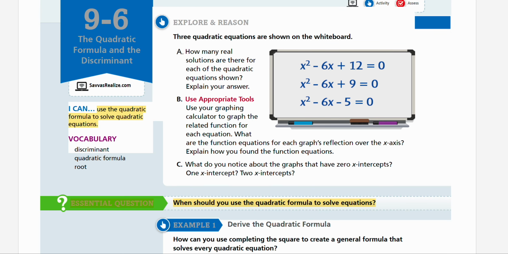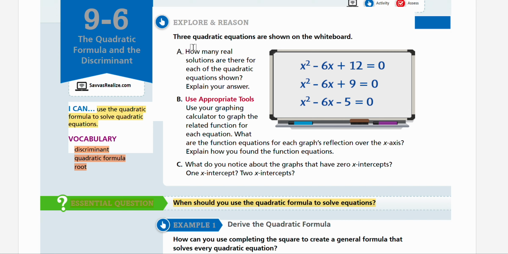Algebra 1, Lesson 9-6, the quadratic formula and the discriminant. In this lesson, we'll be able to use the quadratic formula to solve quadratic equations. The lesson vocabulary would be discriminant, quadratic formula, and the root.